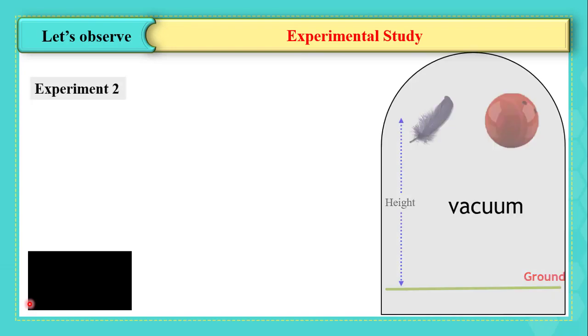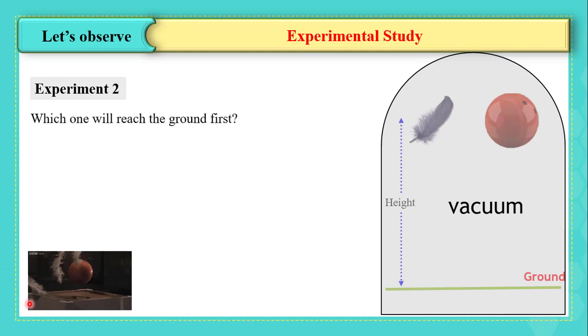Now the experiment is repeated, but this time the chamber was evacuated from air. So, which object do you think will hit the ground first? Do you think it is the bowling ball? Let's watch again with Brian Cox.